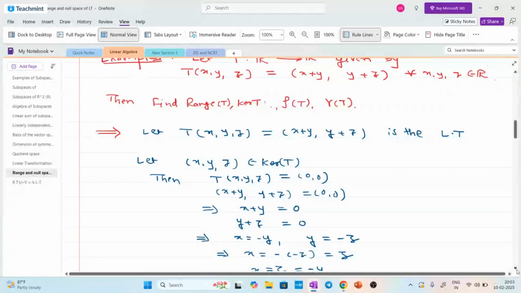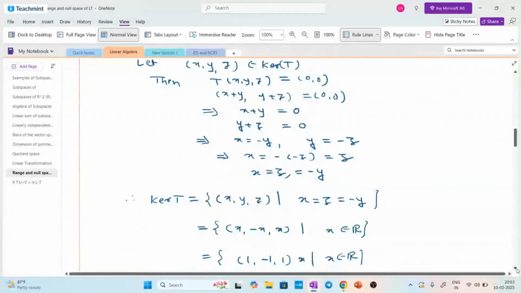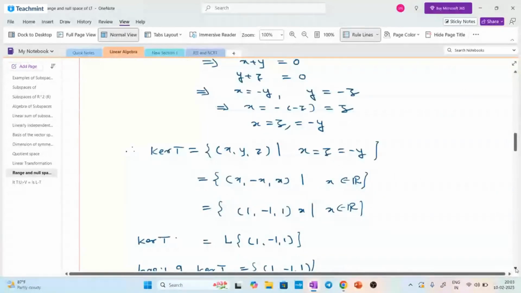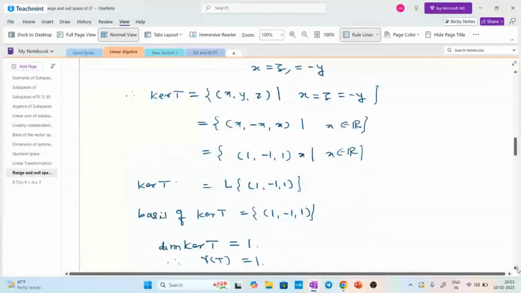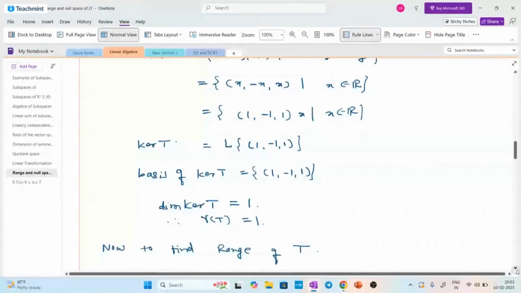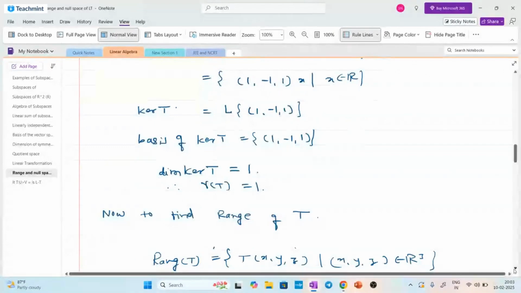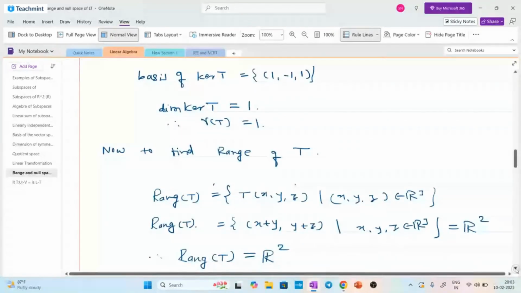Then after the simplification we get the kernel of T, which is the linear span of L of (1, -1, 1). The basis of the kernel of T contains the one vector (1, -1, 1). Therefore its dimension is 1. Therefore the nullity of T is 1. Okay, similarly, we can find the range of T.